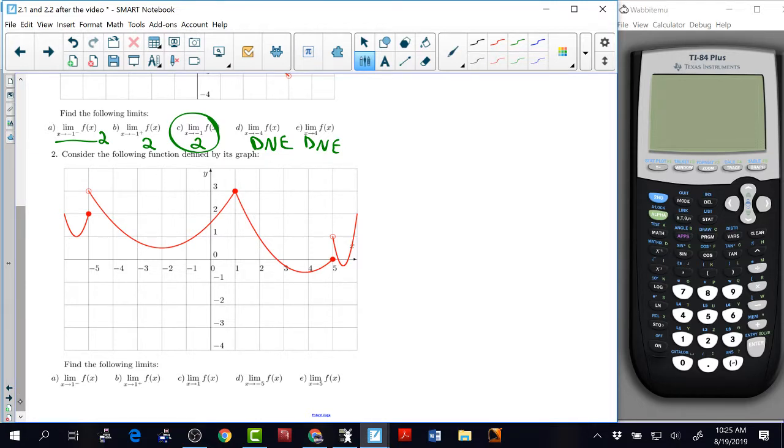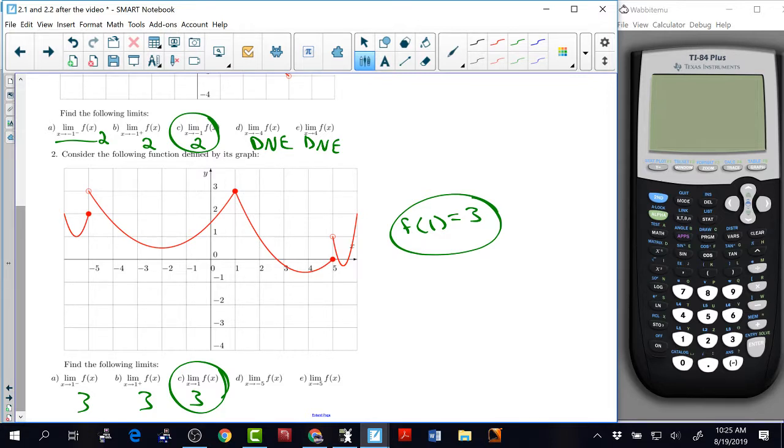How about 1 from the left? 1 from the left is 3. 1 from the right is also 3. So the limit is 3. And f of 1 is 3. These two things tell me that that function is continuous there. The limit and the function value are equal to each other.